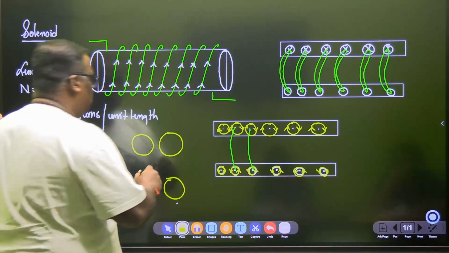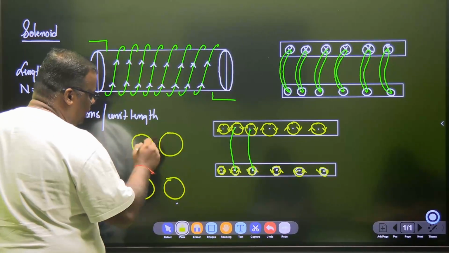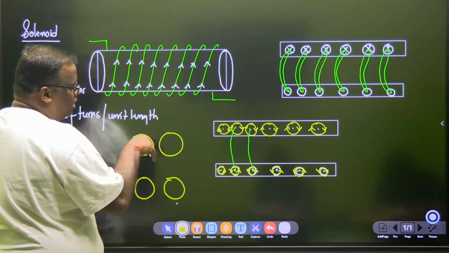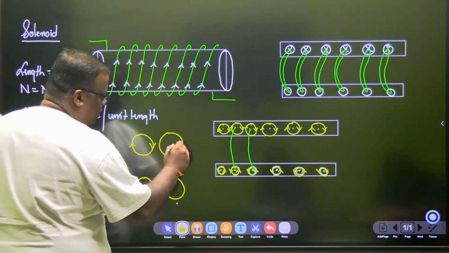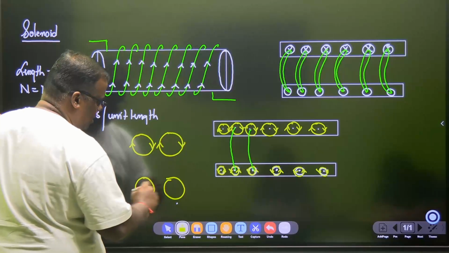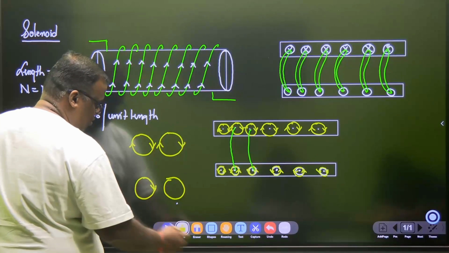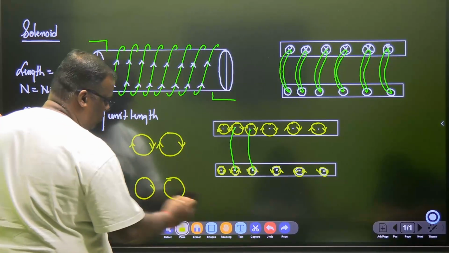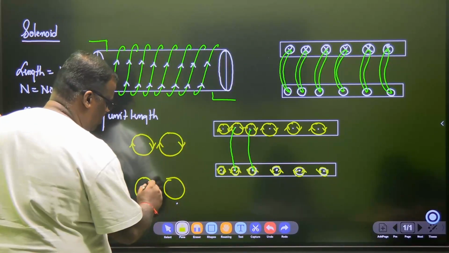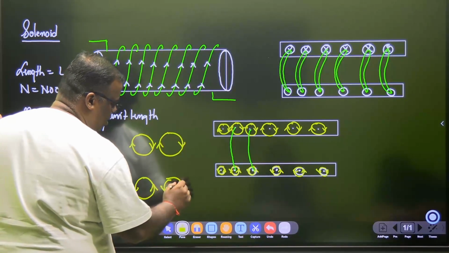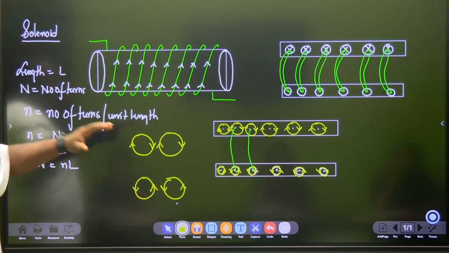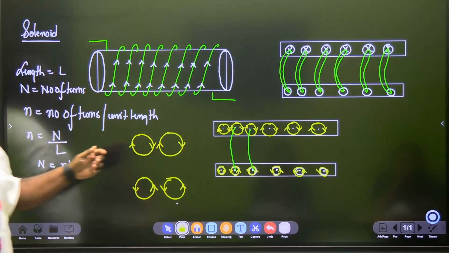So if you see the top one, then the current is going inside. So you have this, this, this, this. Sorry, here it will be reverse. So here it will be this and this, this and this. Now see, this is what I lost track of the other day.